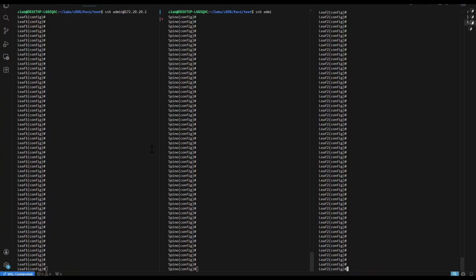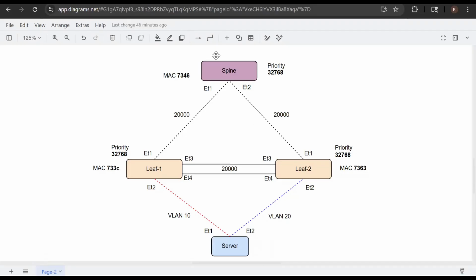Okay, so I have three switches, as you can see. On the left I have leaf 1, in the middle I have spine, and on the right I have leaf 2. Let me show you the spanning tree. You can take a screenshot of this topology because I'll be going back and forth between the CLI and this topology to explain it. It would be better if you have this topology on a different screen, so it will be easy for you to follow.